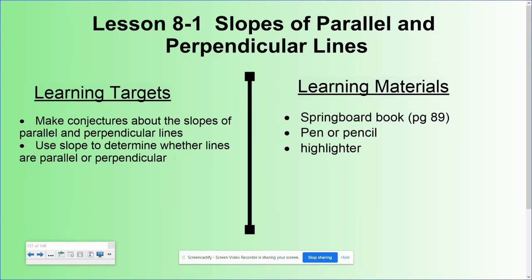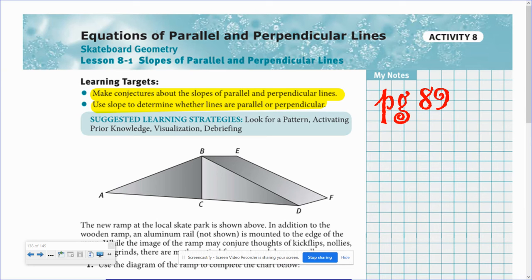Hi, geometry. So we're in activity 8 now. We're going to start talking about parallel and perpendicular lines. Today in particular, we're talking about their slopes. We're going to make some conjectures about slopes of parallel and perpendicular lines, and then use slopes to determine if something is parallel, perpendicular, or neither. So open up your books to page 89, and let's go ahead and get started.